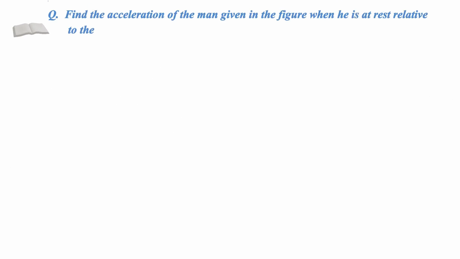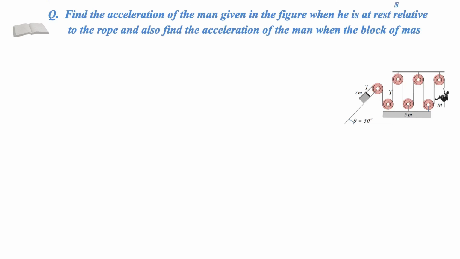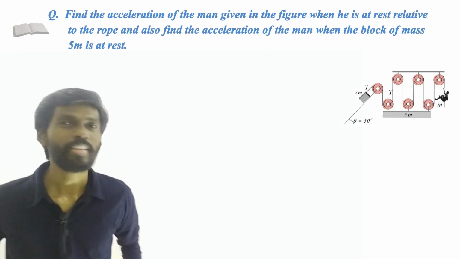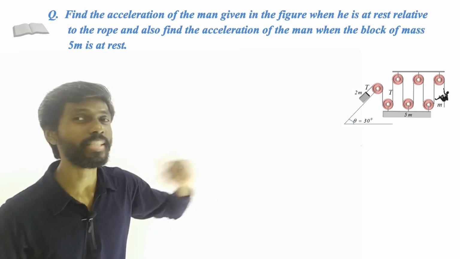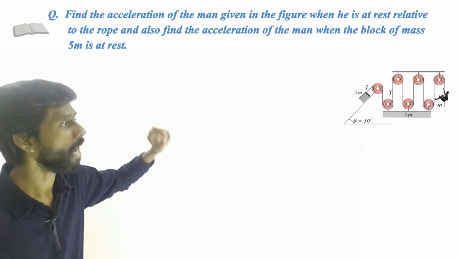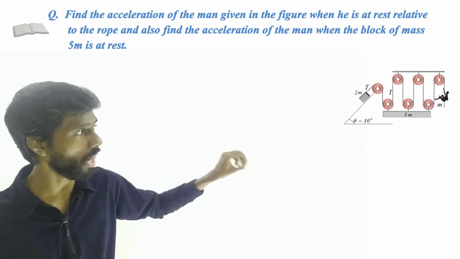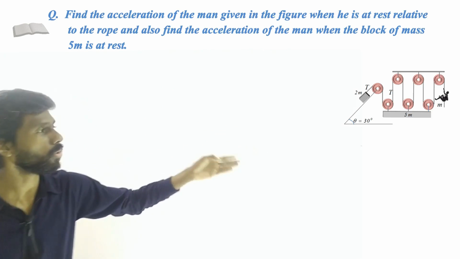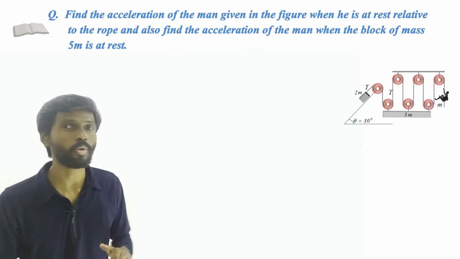Find the acceleration of the man given in the figure when he is at rest relative to the rope, and also find the acceleration of the man when the block of mass 5m is at rest. Here so many pulleys are there, right? So we have to consider these three objects. One is a block of mass 2m which is placed on the inclined plane, and the other one is a block of mass 5m which is connected to the strings, and also we have a man of mass m, who is holding on to the rope.